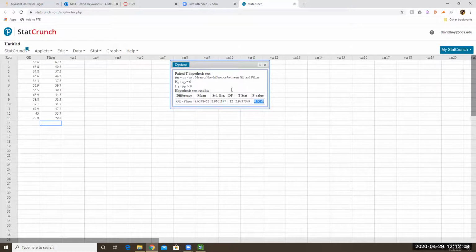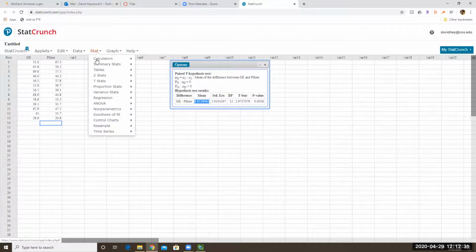Oh, I lied when I said it would give us the sample means. It doesn't. What it gives us is the sample mean difference. So it says on average, in these particular samples, there was a sample mean difference of 8.65 and some change. I suppose if we wanted the individual sample means, we could get them pretty easily, right? Because we already have the data in here.